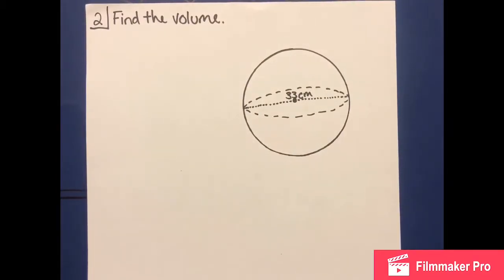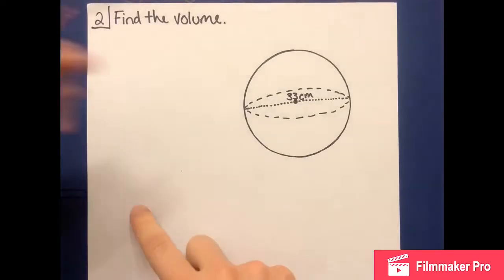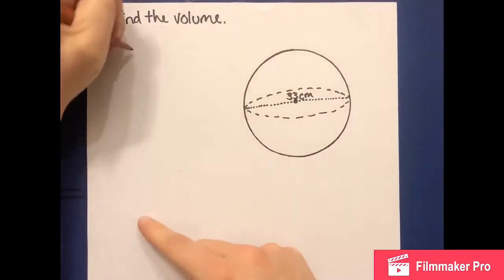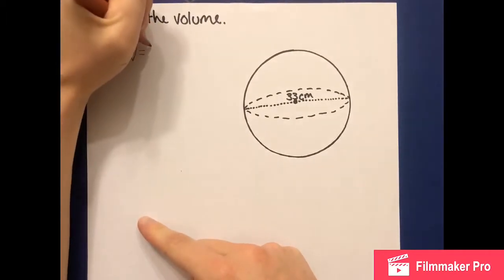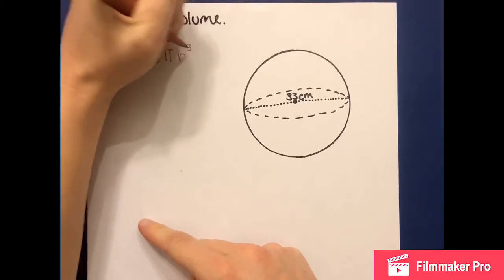So let's get into the practice problems. It says find the volume. First we need our formula. So this is a sphere. Our volume for a sphere is volume equals 4/3 pi radius cubed.